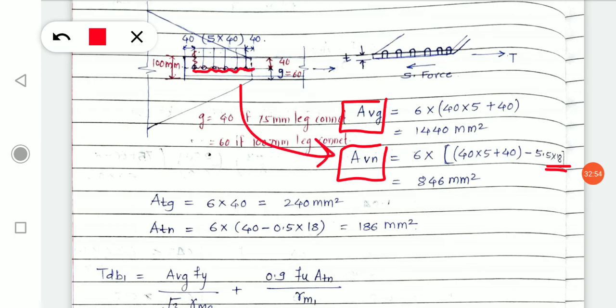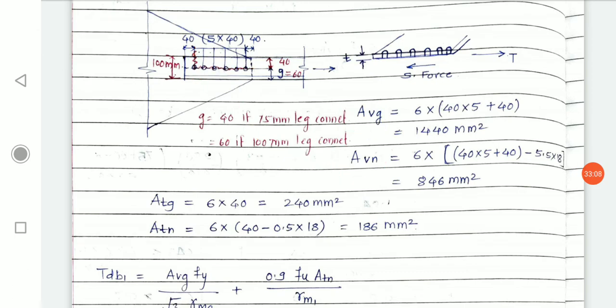For that we already calculated AVG. Now we require to calculate tensile area. How to calculate tensile area? For tensile area you need to consider this vertical plane. Let's consider that plane now. In this vertical plane you have a height. How much is the height of that plane?